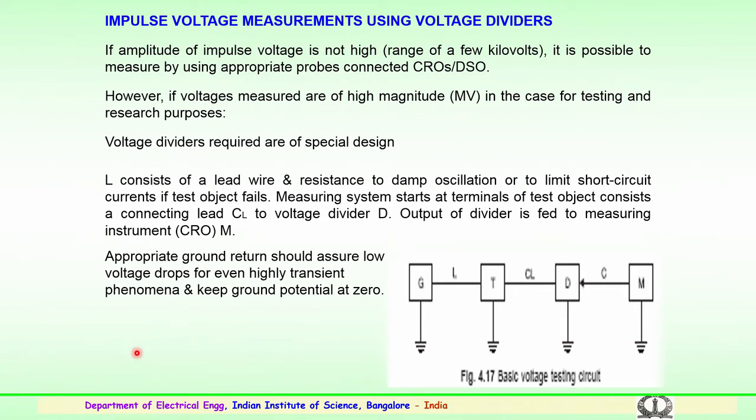However, if the voltages to be measured are of very high magnitude, more than 50 kilovolts up to millions of volts, for testing and maybe for research purposes, then suitable voltage dividers are to be used as discussed. These voltage dividers could be of capacitive, inductive or resistive type, which have been discussed.